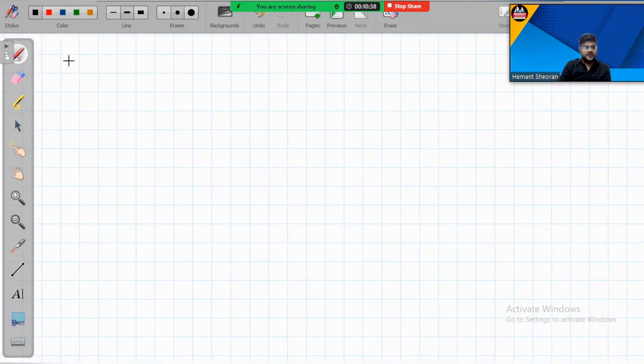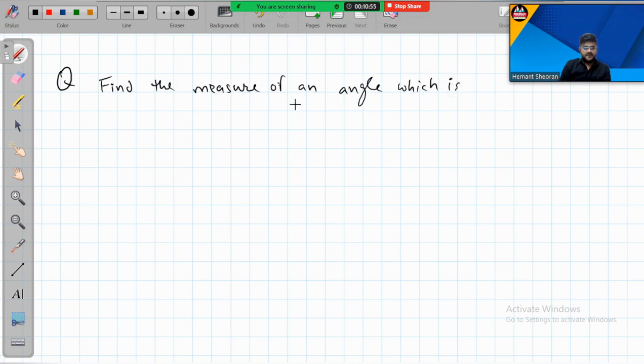Okay, one more question. Let's do one on supplement. The question is saying: find the measure of an angle which is 32 degree less than its supplement.